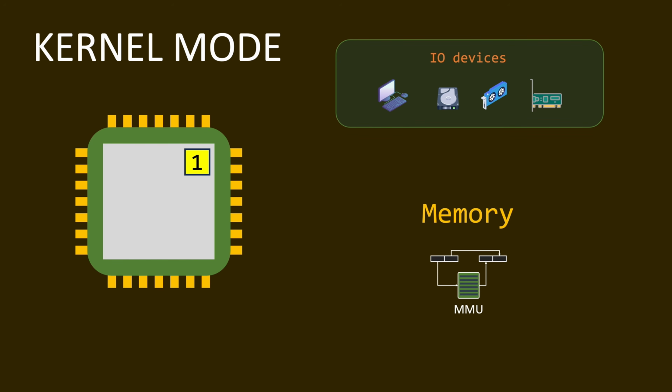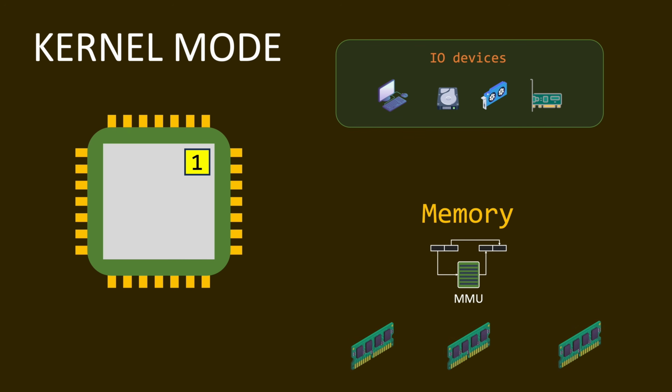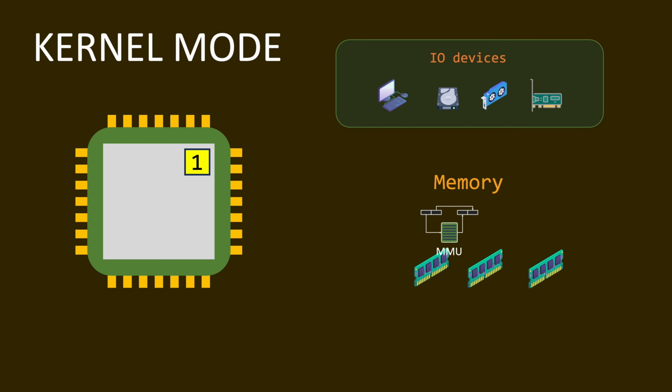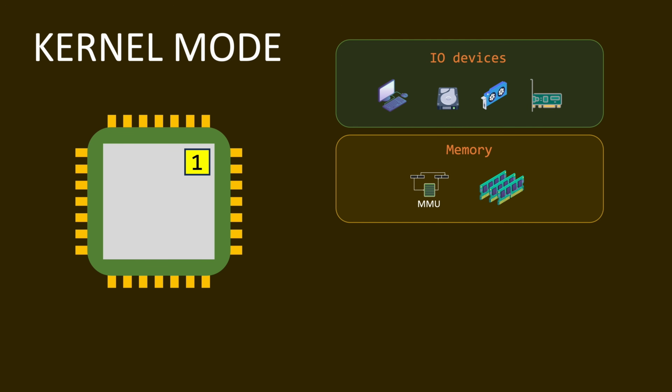When it comes to memory, privileged instructions allow the manipulation of a special hardware component called the Memory Management Unit. This unit is responsible for limiting the physical memory regions that the CPU can access. Having control of the MMU means having complete control over memory. That's why the operating system can read and write anywhere in physical memory, including the address space of user programs.